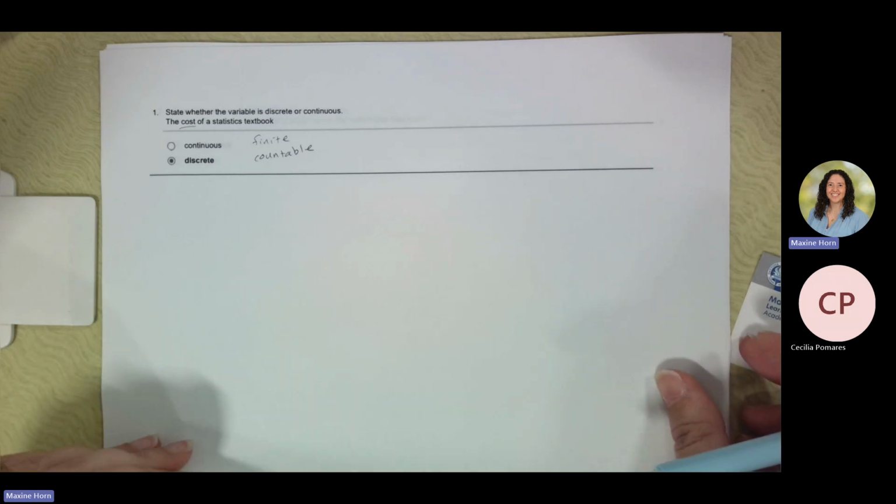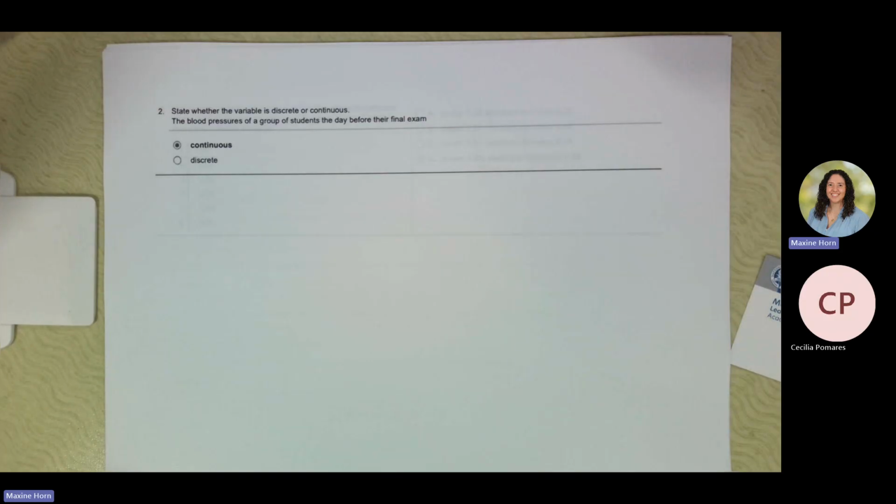As opposed to the next one, which is the blood pressures of a group of students the day before their final exam. This is continuous because it can take on any value within a given range. We're only limited by the precision of the measuring instrument, right? So it can be a whole bunch of decimal places, any value within a given range. That's what makes this continuous.